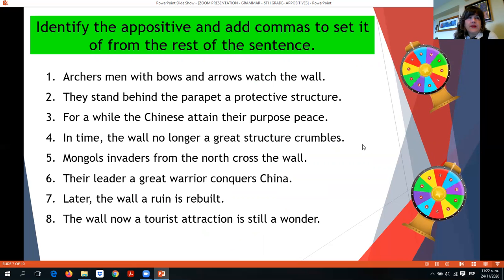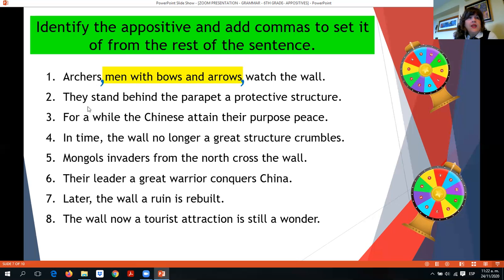Let's see now this type of exercise. Identify the appositive and add commas to set it from the rest of the sentence. Here we have a sentence where we need to put these commas and identify the appositive. Archers, men with bows and arrows, watch the wall. So archers, men with bows and arrows, this is describing the archers, okay? Watch the wall. So the comma should be on each side of the appositive, okay, like this.